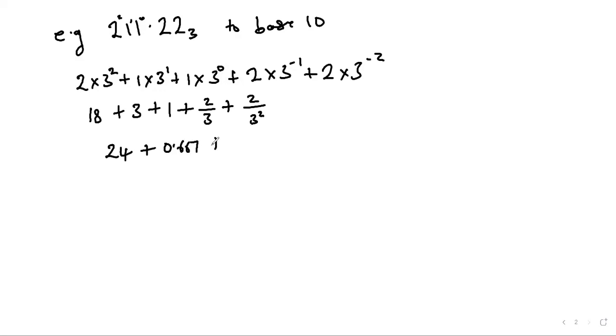0.667 plus 2 over 9. You know, 3 raised to the power of 2 is 9. So 2 over 9 is 0.222. So if you add all these together, you have 24.889 base 10.